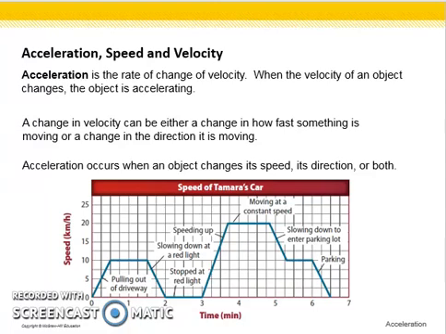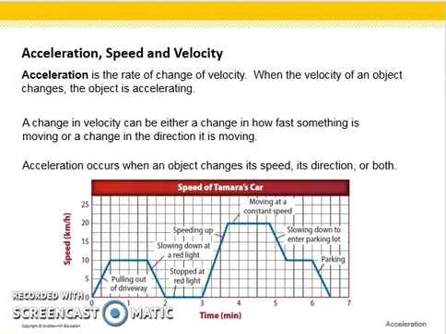Physical science students, this is Chapter 2, Section 3, so this is Lesson 2.3, and this will be your final lesson for this chapter before we review and take the exam. So let's talk about acceleration, speed, and velocity.